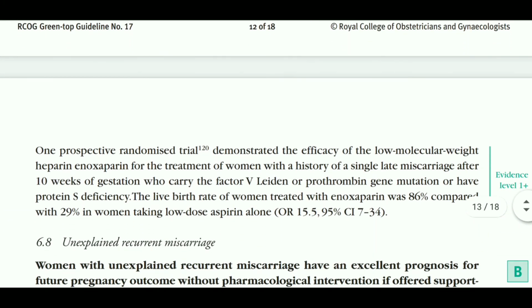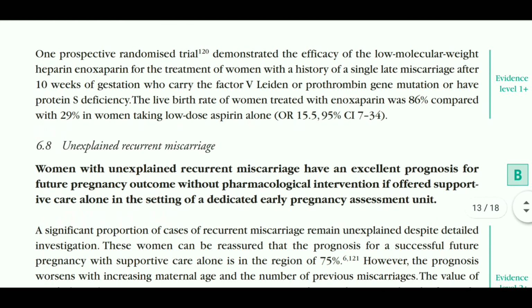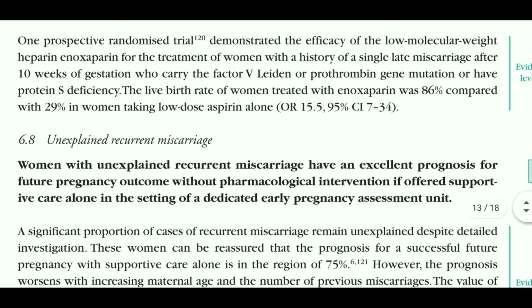One prospective randomized controlled trial demonstrated the efficacy of the low molecular weight heparin enoxaparin for the treatment of women with a history of a single late miscarriage after 10 weeks of gestation, who carry factor V Leiden or prothrombin gene mutation or have protein S deficiency. The live birth rate of women treated with enoxaparin was 86% compared with 29% in women taking low dose aspirin.